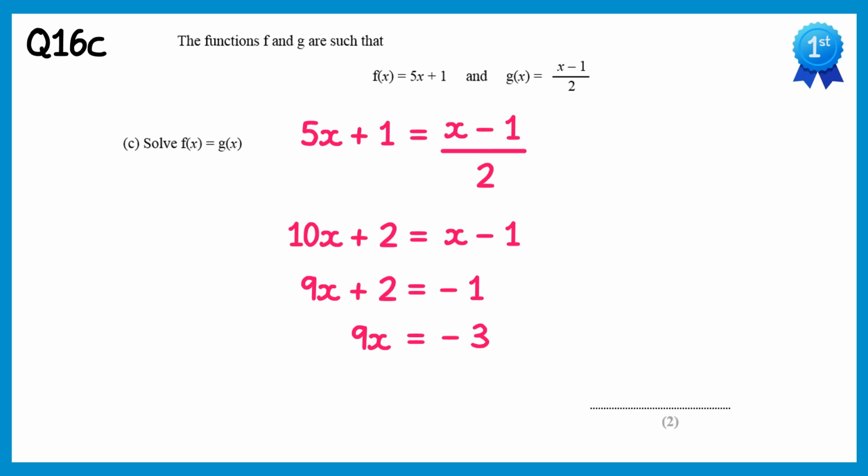Finally, divide both sides by 9, on the left you'll get x, and on the right negative 3 over 9, which simplifies to negative 1/3.